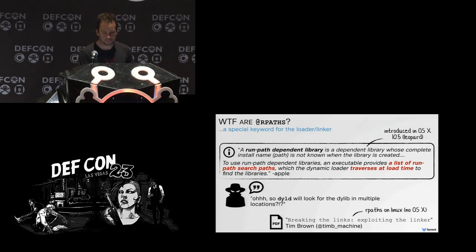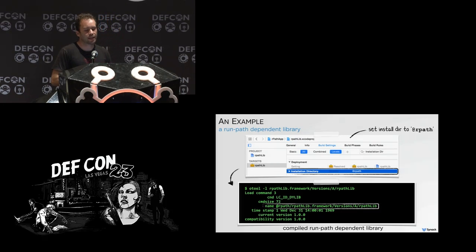This is promising. So I briefly want to walk through an example where we're going to build a run path dependent library, and then we're going to create an example application that links against these libraries that we'll then use to hijack. So it's pretty easy to make a run path dependent library. It's a normal dylib, except in the install directory, you put this special keyword that's @rpath. If you then compile this dylib and dump its load commands, you can see the LC_ID_DYLIB, which again is the load command that identifies the dylib to the loader. You can see that its name, which is a path, actually starts with this special keyword, @rpath.